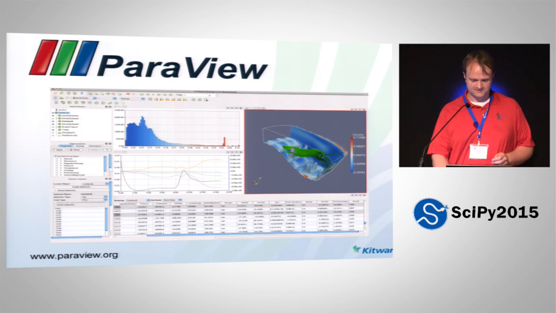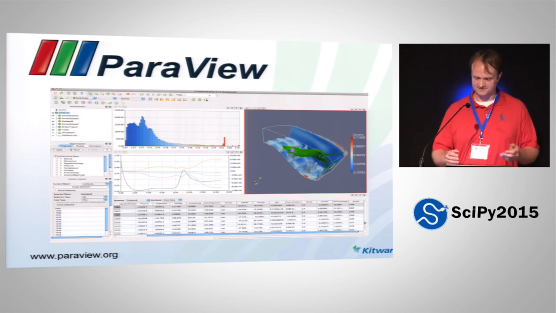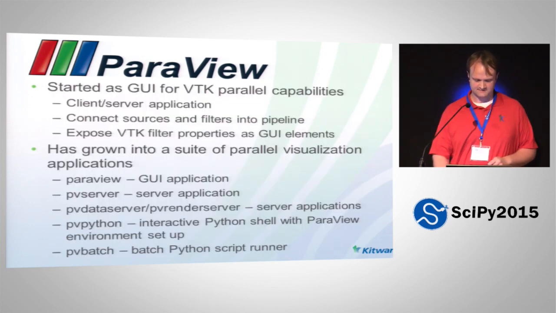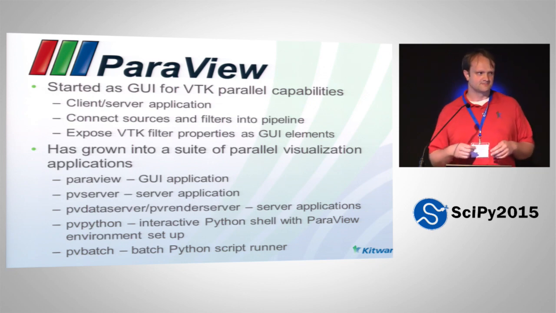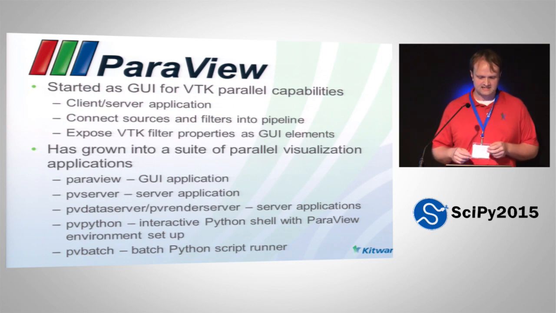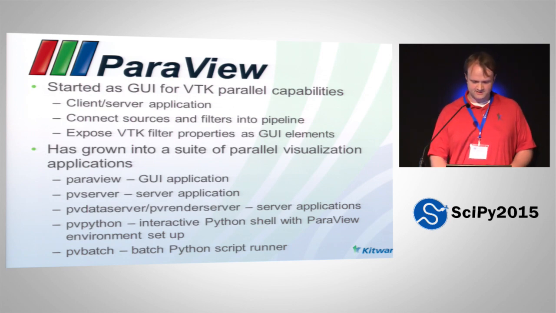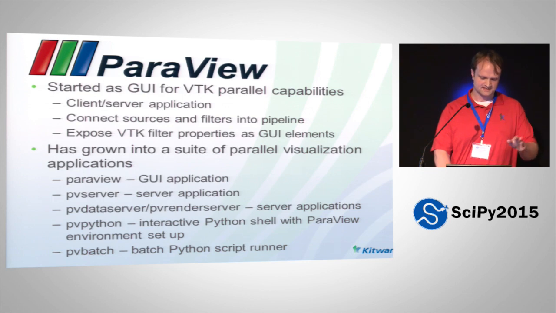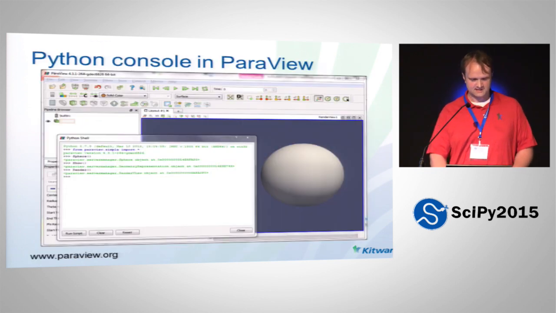And I'm going to try to run through this very quickly. So ParaView, the second part of my talk, is based on VTK, and it provides a nice friendly user interface to VTK functions. Now, it started as a GUI for exposing VTK and particularly its parallel capabilities. And it really is tailored to run in a client-server mode, where the client's running on your laptop and the server is running on some parallel computing resource. Since the beginning days, it's grown into a suite of parallel visualization applications listed here that do various things.